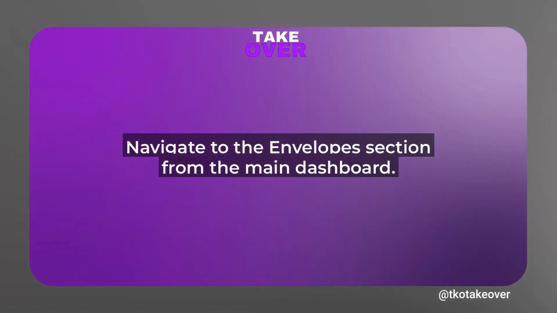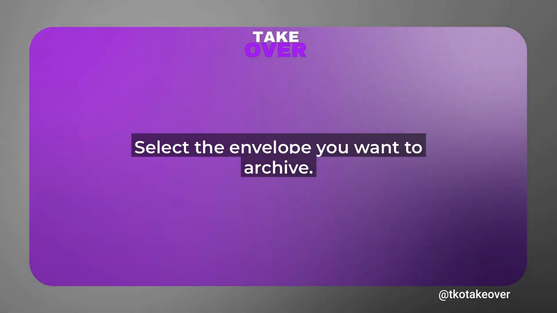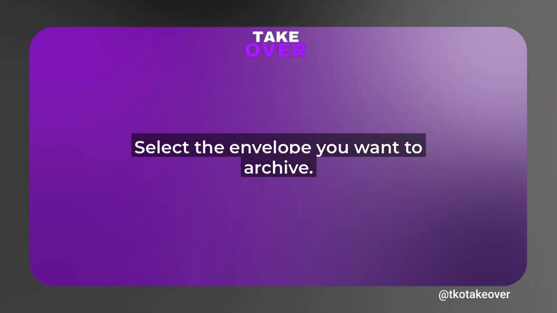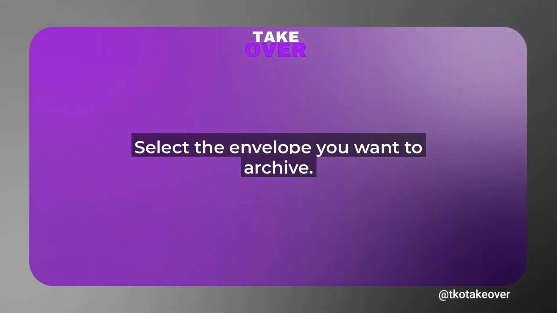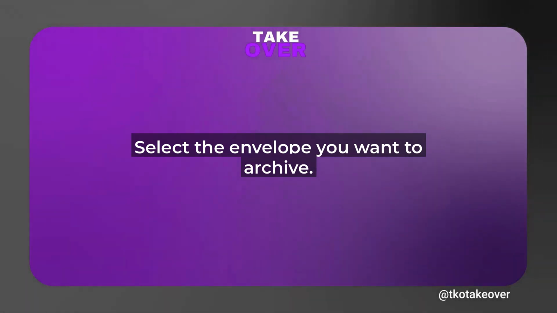Now, find the specific envelope you want to archive. Tap or click on it to open its details. Here, you'll see options like viewing transactions or editing the envelope. Look for a three-dot menu icon or something labeled More Actions. When you click that, you should see an Archive option. Go ahead and select it.